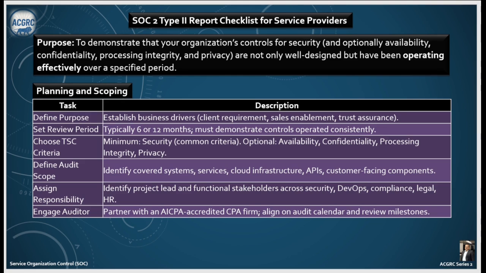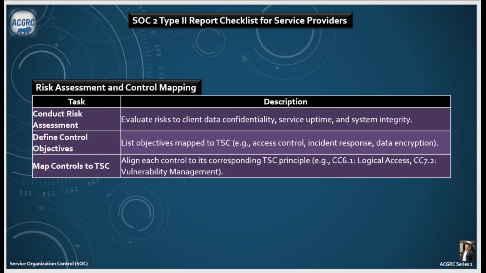Defining the scope, the systems, the services, components very clearly articulated. That's a requirement. If not, that's a good place to start. Identify your leads, your teams, and engage a CPA or an auditor who can help with your pre-planning. Next is conducting a risk assessment, that is, evaluating the risk to client's confidentiality, service uptime, and system integrity. List the objectives. Align each control to the corresponding TSC principles.